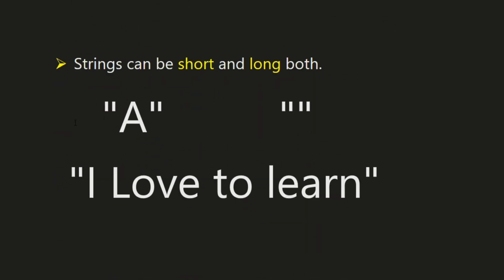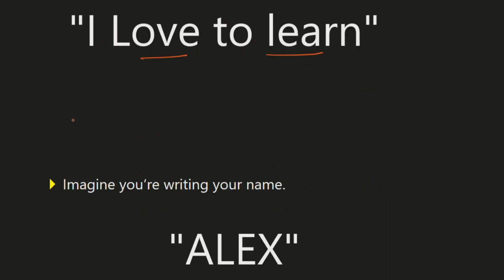Now here's something cool. Strings can be short or long. A single letter like A is a string. A whole sentence like I love to learn is also a string. It's just a bunch of characters in a row. Even an empty string, like nothing at all, is still a string. It's a string with 0 characters.